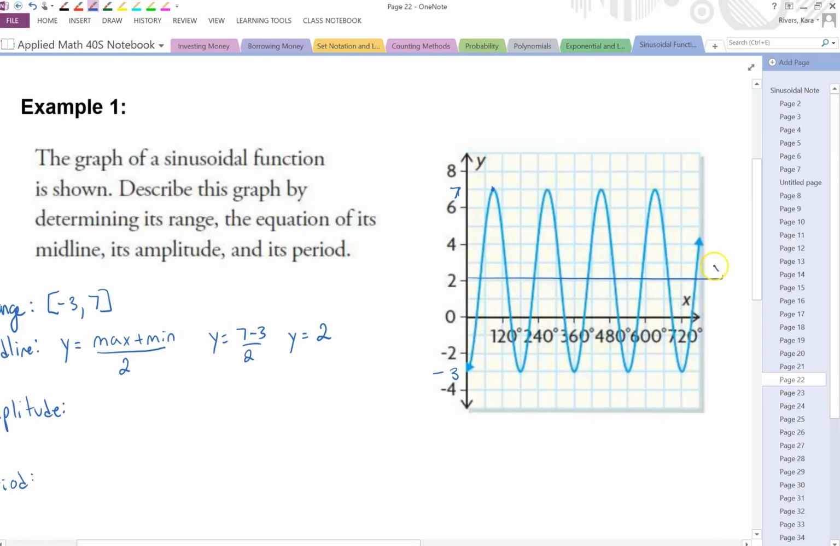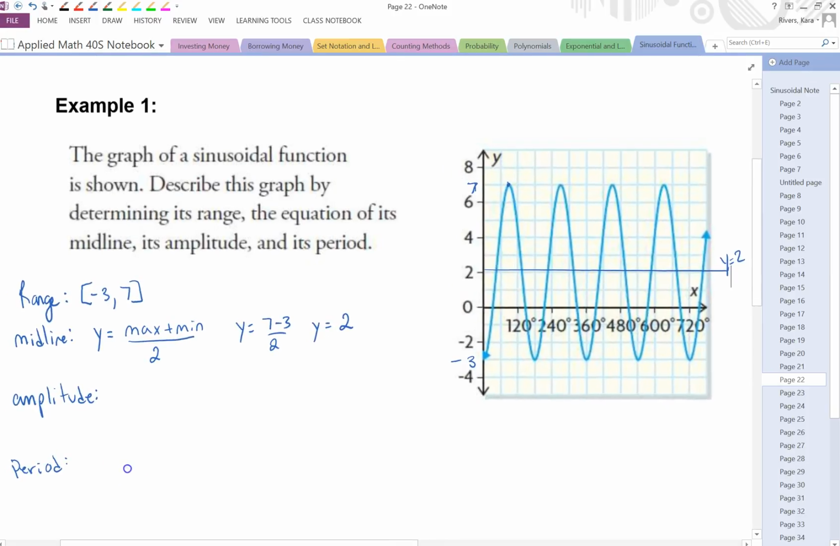Draw that in at y equals 2 and label it so we know where that is. Now our amplitude is our max subtract our min, divided by 2. In this case, 7 subtract -3 divided by 2, which is the same as 7 plus 3 divided by 2. That means our amplitude is 5, because that would be 10 divided by 2.